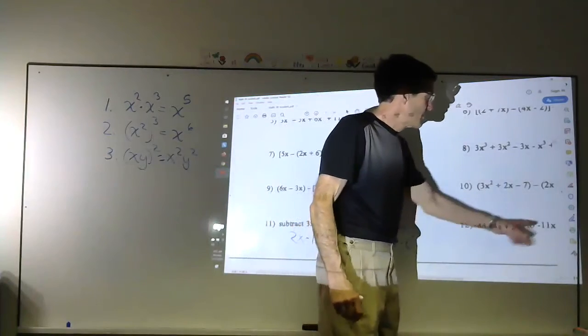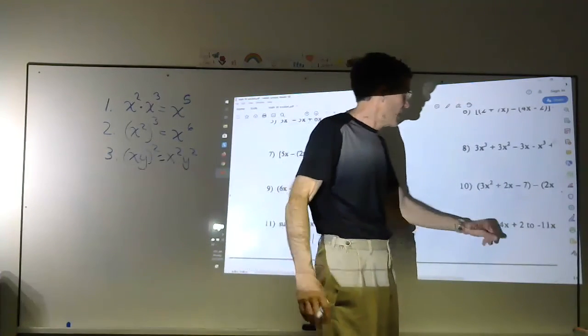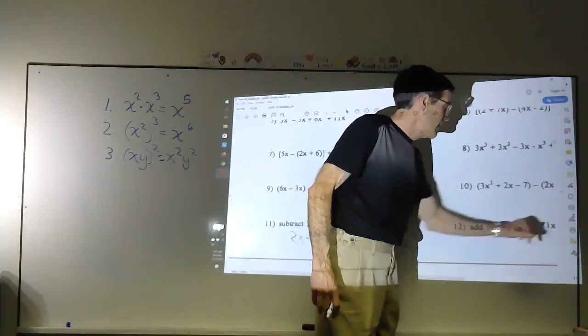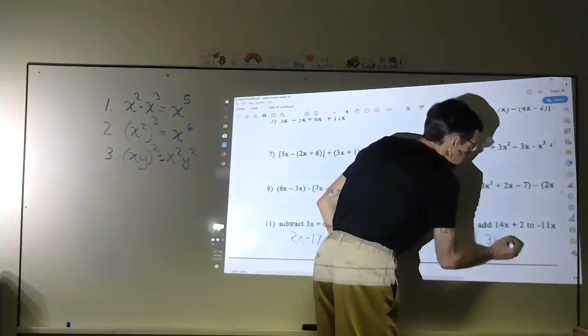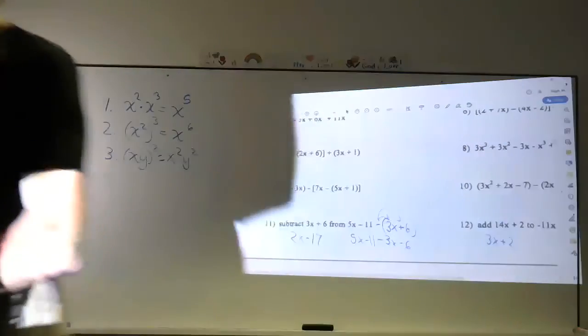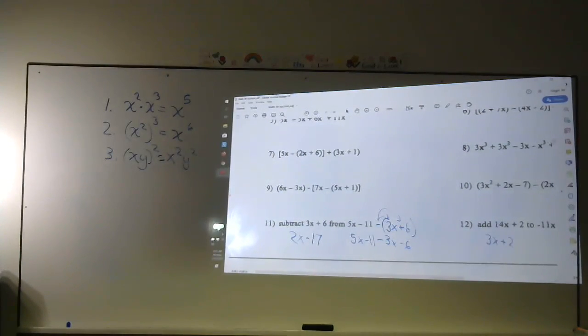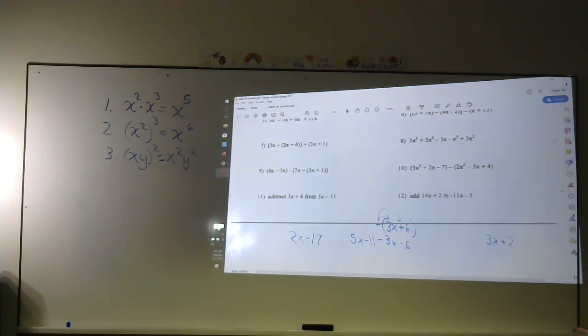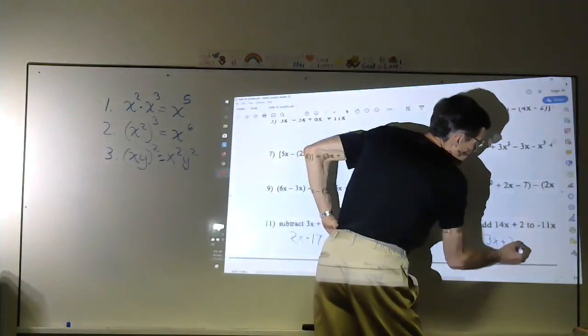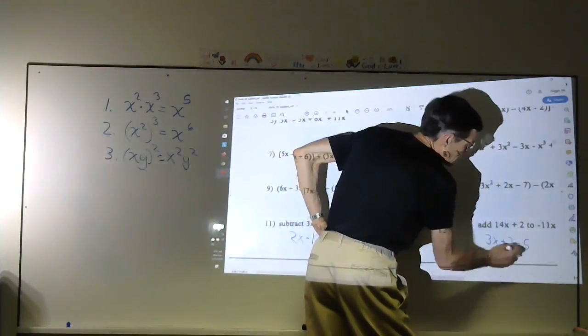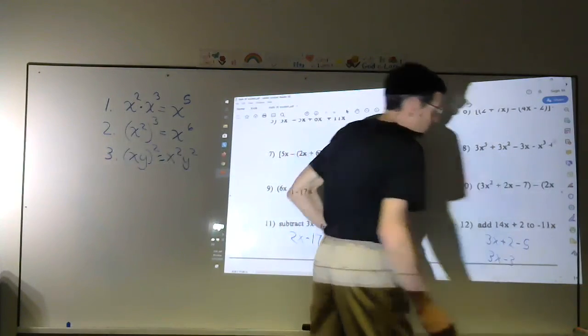This one, we're just adding. 14x and a negative 11x is 3x. And we have a plus 2. 14 and the negative 11, you subtract and give it the sign of the biggest. I just want to make sure I didn't miss anything on that one. Oh, it's negative 11x minus 5. Sorry. It was negative 11x minus 5. So I still have a positive 2 and a minus 5. So it should be 3x, subtract and give the sign of the biggest, minus 3.